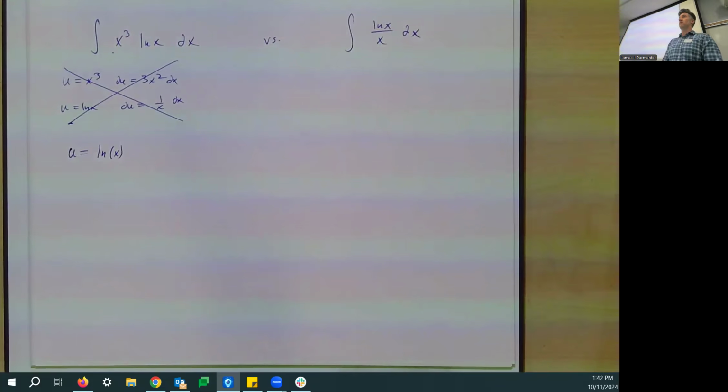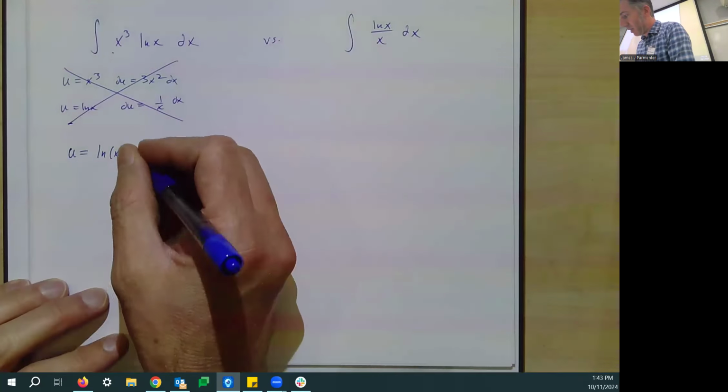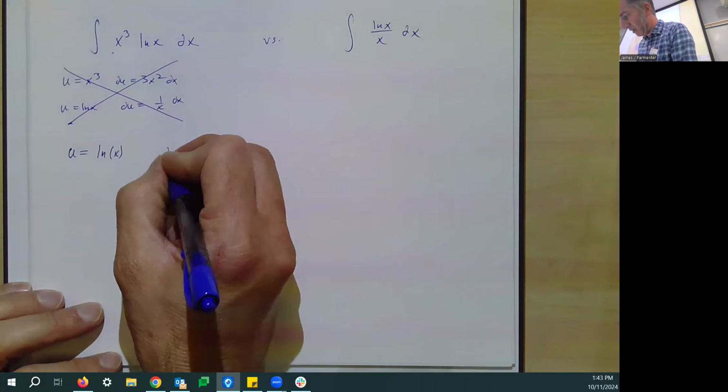Here's a good way to know why. If you picked natural log of x to be the dv thing, then you'd have to anti-differentiate it. And we haven't yet learned the antiderivative of the natural log of x, because it requires integration by parts. The derivative of the natural log of x is 1 over x. The antiderivative of the natural log of x is something we'll do in a little bit. So that's a good way to know that you shouldn't be picking dv to be natural log of x.